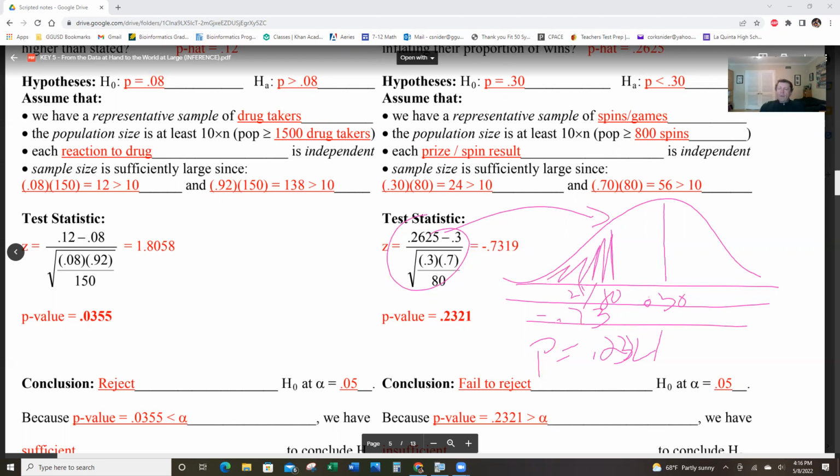Okay, that's pretty sloppy, but you get the idea, I think. And again, because that p-value is higher than any alpha level that we use, we're going to fail to reject this. We do not have evidence.